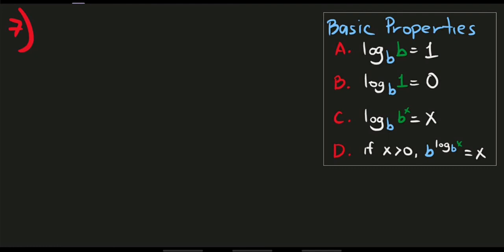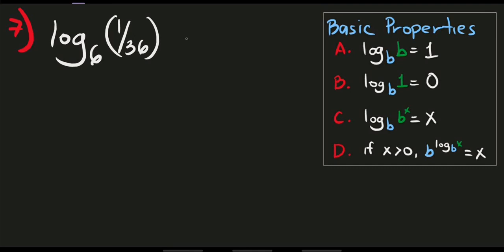So for example number 7, let's try to solve this one. Let's say we have this logarithm of a fraction. Let's try to use 1 all over 36. The logarithm of 1 all over 36 with a base of 6 is simply equal to what? Right, so let's apply, I think that is property letter C, our third property.